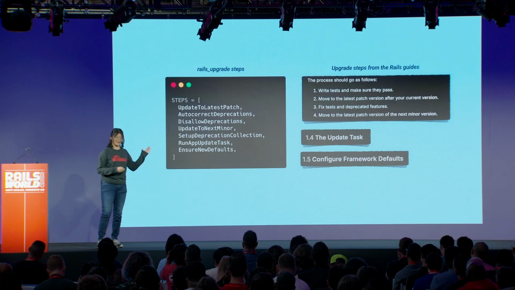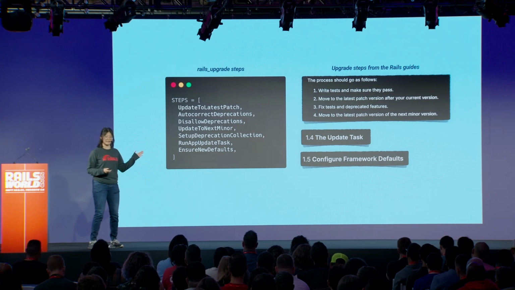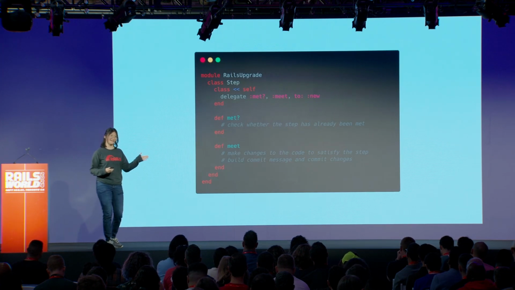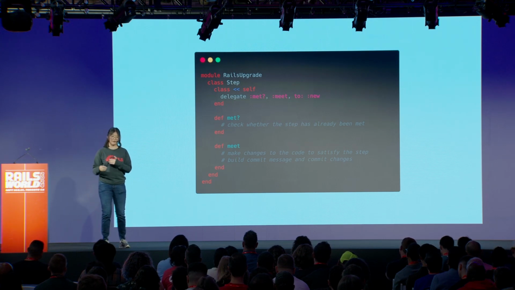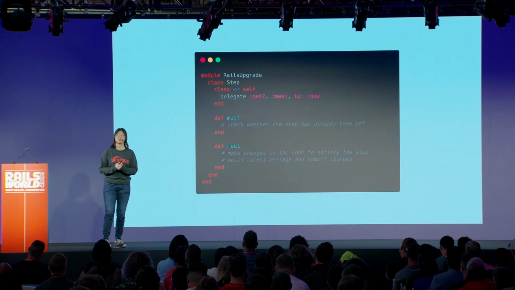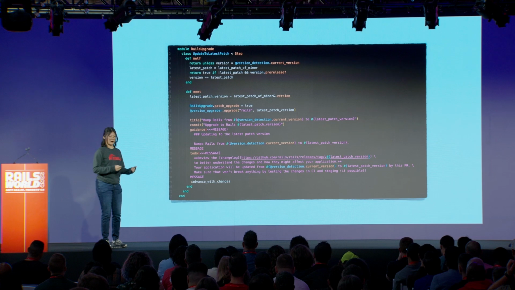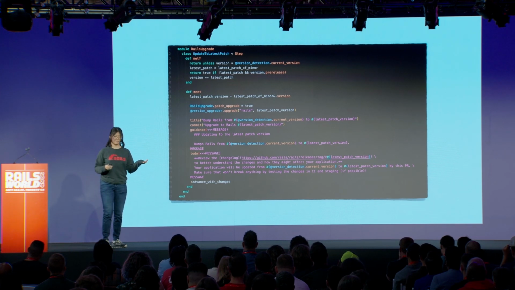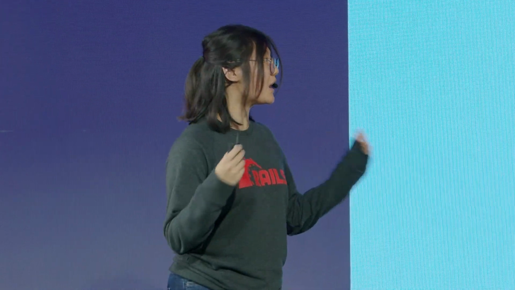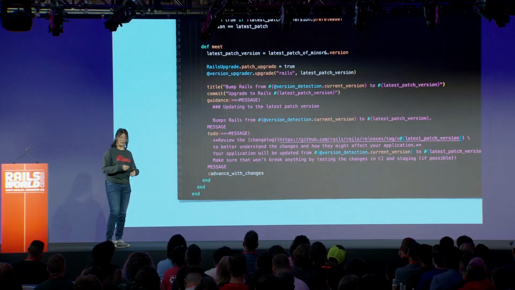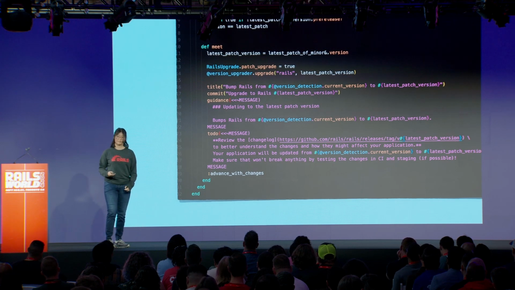The gem consists of steps similar to the steps of the Rails upgrade guide, and each step has a met and a meet method to determine if a step was already met, and if not, meet will make the changes and commit it to the repo. So for the upgrade to the latest patch step, met will check the version in the gemfile.lock versus the patch version by fetching the Rails specs from RubyGems. And for meet, we have a version upgrader object that would update the gemfile and run bundle update for Rails.